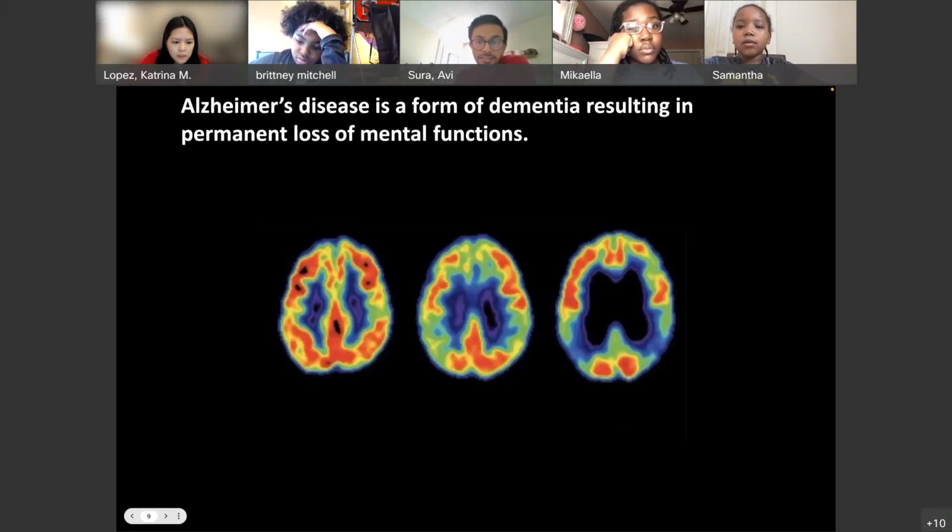Any volunteers? The one on the left? Yeah. Awesome. So the one on the left is what a normal brain usually looks like.